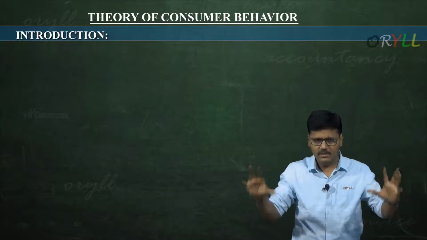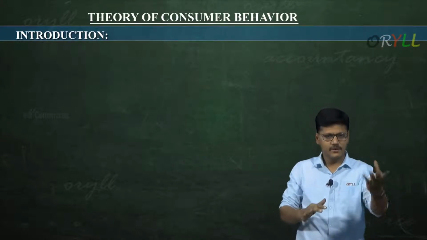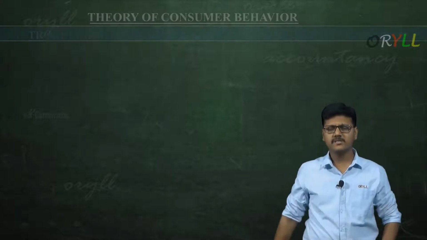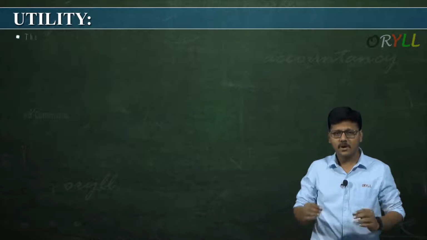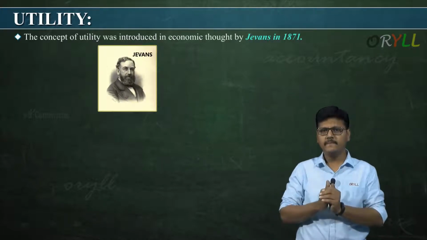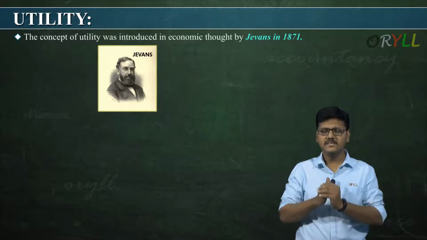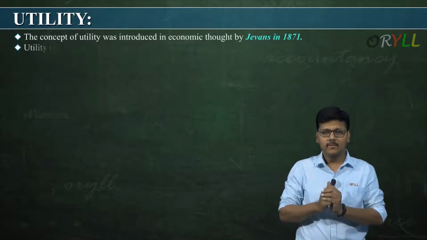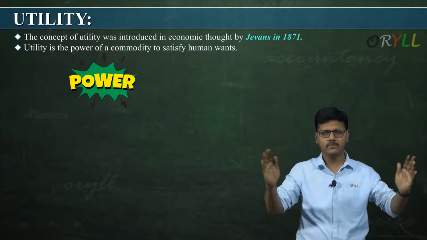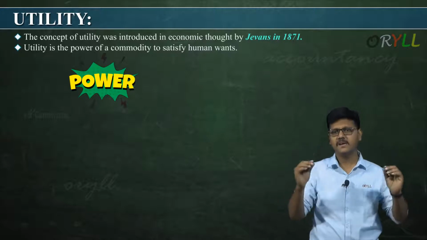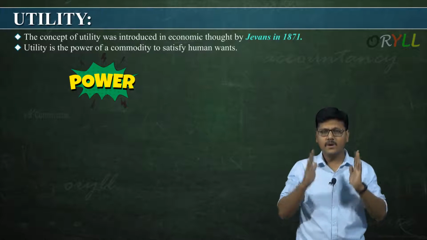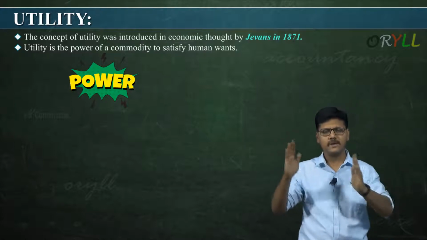Analysis. So, in all these concepts we study about utility and consumption. Now, first one, what is called utility? The concept of utility was introduced in economics by Jevons in 1871. Utility means it is the power of a commodity to satisfy human want. So simple, we have already studied this in our first lesson. What is utility? It is the power of a commodity to satisfy human wants.